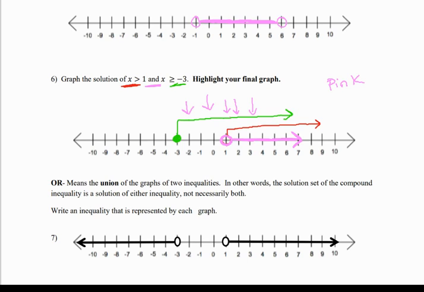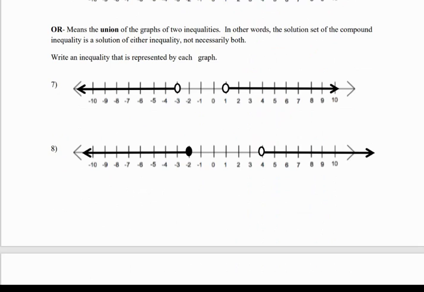Okay? All right, let's take a look at our OR statements. Okay? So this is the other one. So our ANDs usually connect. Now our OR statements, if you take a look at these images on 7 and 8, are going to not connect at all. They're going to go in opposite directions.